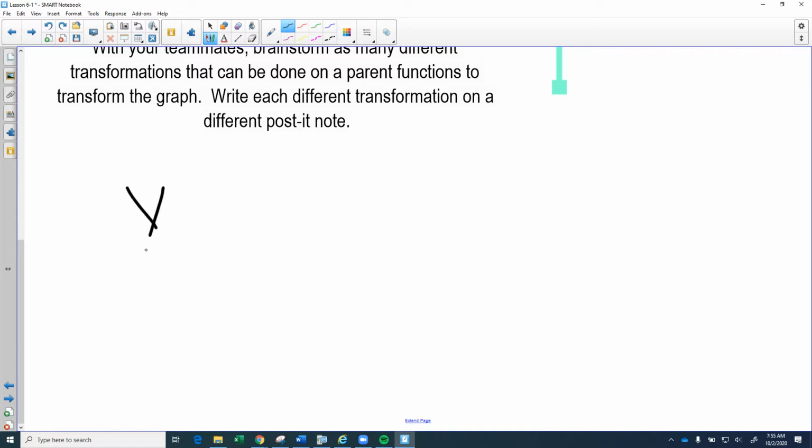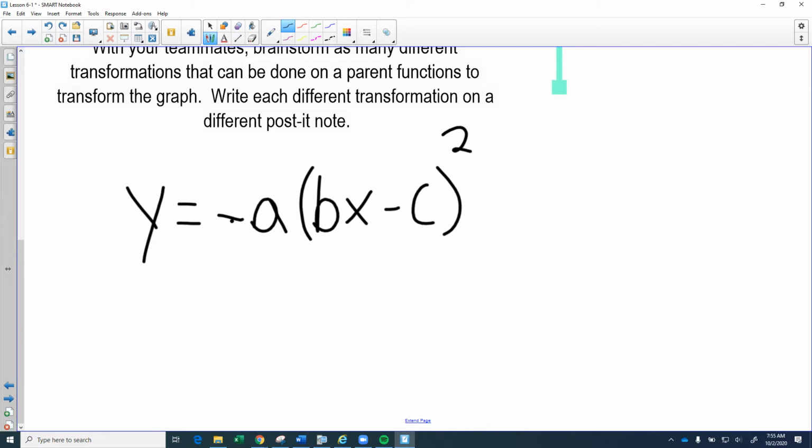The one equation we'd always deal with last year was negative a times b to the x minus c, and we'll just call this squared. It doesn't really have to be squared. That's just part of the function, plus d. Okay? And each and every one of those has its own specific value to it.